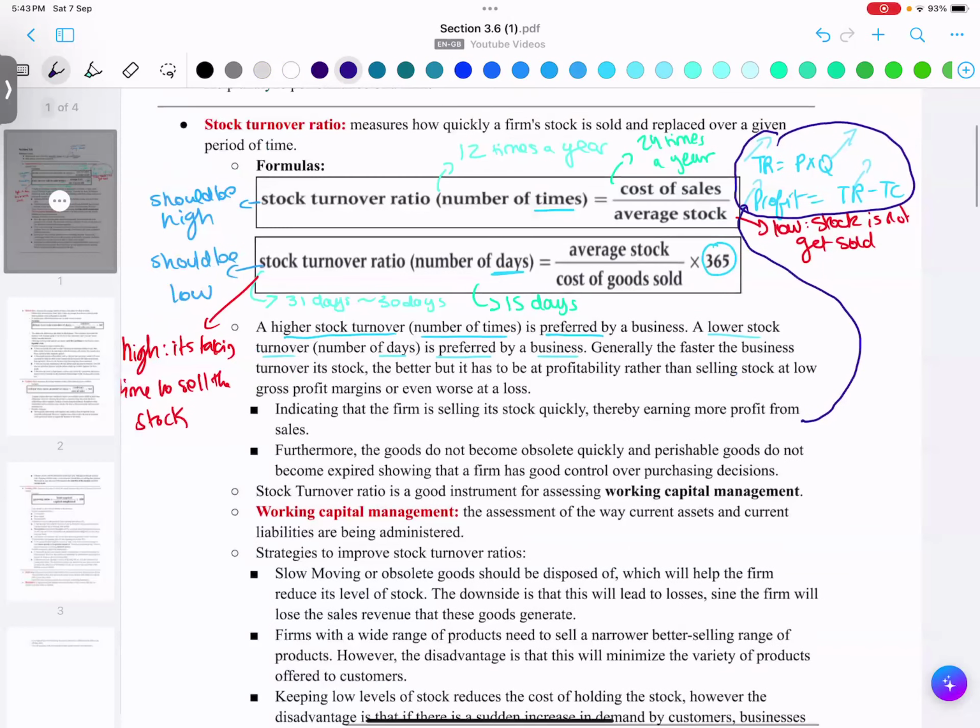Furthermore, the goods do not become obsolete quickly and perishable goods do not become expired, showing that a firm has good control over its purchasing decisions. Okay, this is very, very important. Why? Because a lot of goods are perishable. I'm going to explain what perishable is.